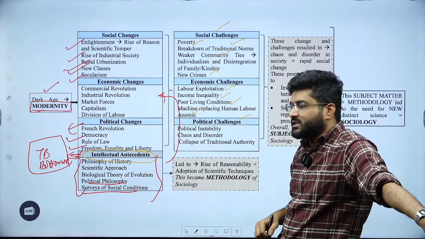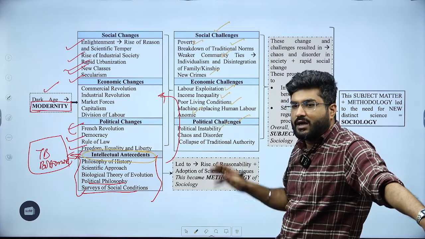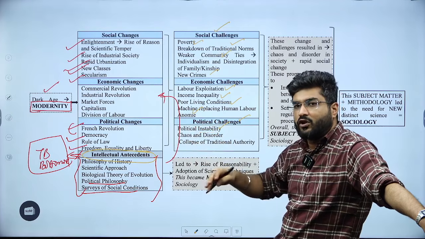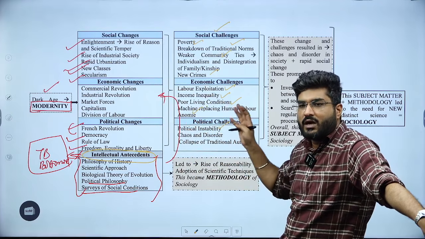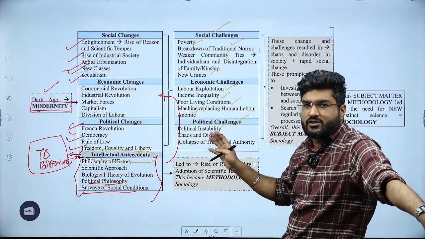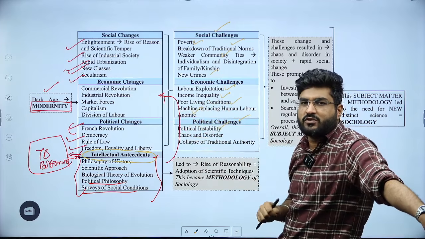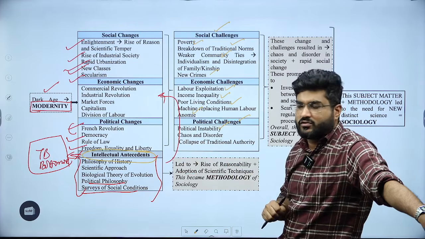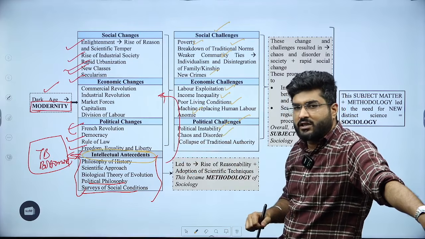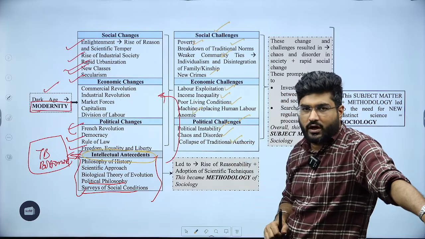Then political challenges: political instability. Earlier, monarchical rule continued for a very long period, but now, as social chaos has been increasing, there is no permanent political rule which can govern the society and provide guidance to it. There was chaos and disorder in society and a collapse of traditional authority.